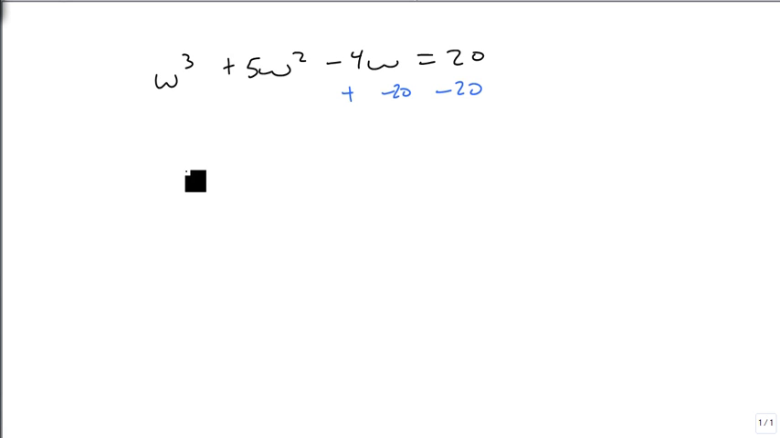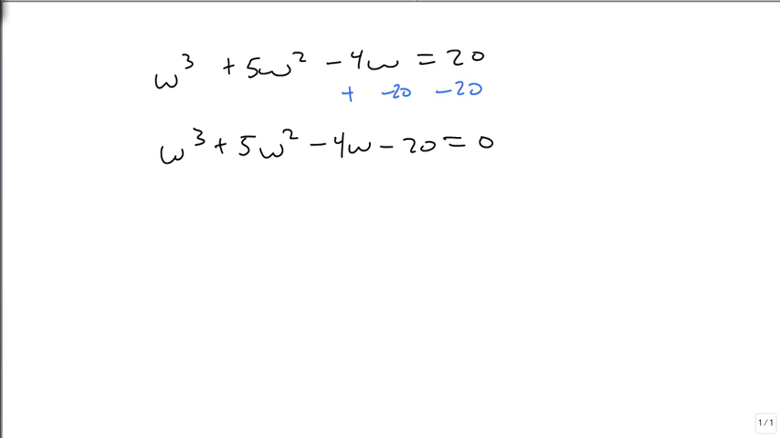Now let's look at another example. w cubed plus 5w squared minus 4w equals 20. Again, our first step, let's subtract 20 from both sides so that we have everything on one side and a 0 on the other.